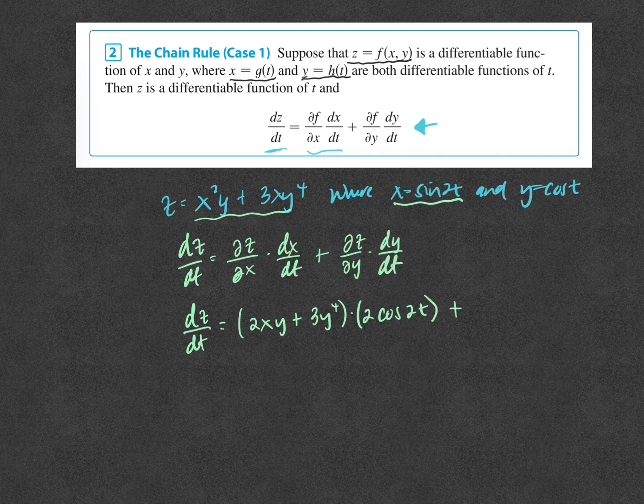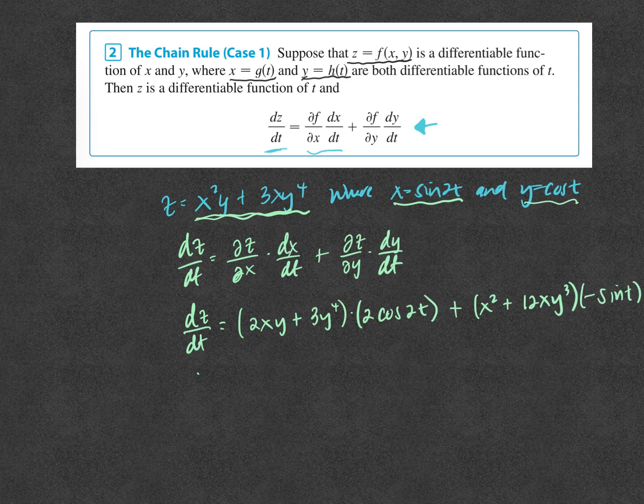Now let's talk about the y. So we're going to take the partial of z with respect to y. We're going back up here. So we're going to keep the x squared, and the derivative of y is 1, plus y to the fourth becomes 4y to the third. So we have 12xy to the third. And the derivative of y, the derivative of cosine, is negative sine of t.